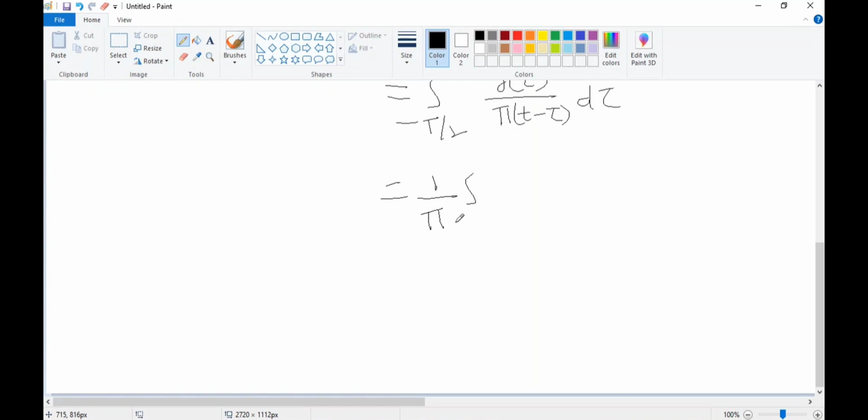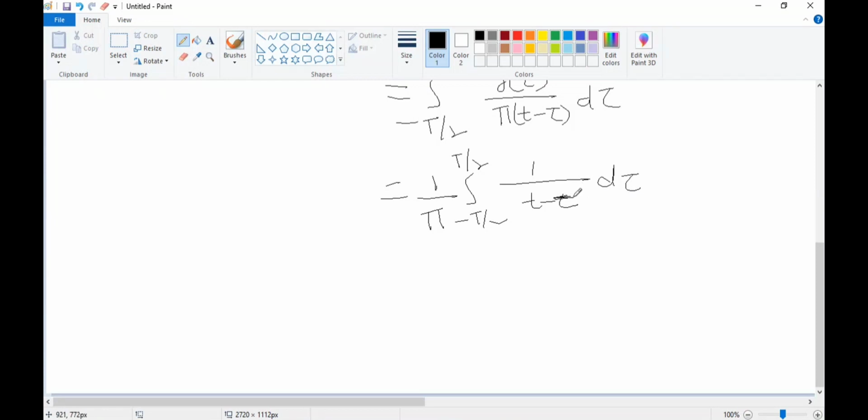So 1 by pi integral from minus t by 2 to t by 2, g of tau value is 1, divided by t minus tau d tau. Here I need to integrate with respect to tau. t is some constant, so I need to integrate with respect to tau.